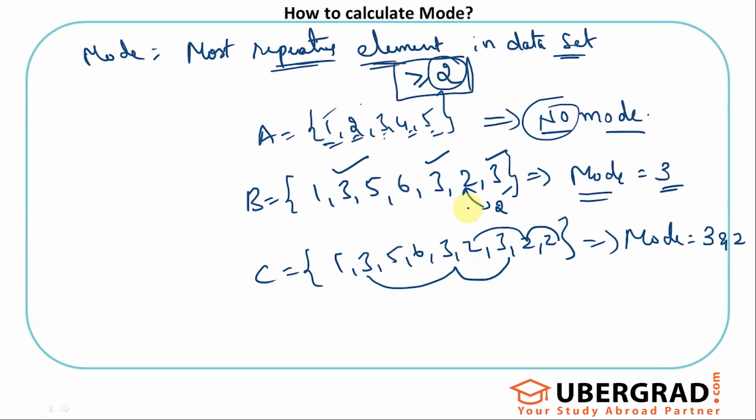Other than that, you don't have to arrange anything. Just pick the element which is repeating the most number of times and also ensure that it is appearing at least twice. That should be your mode. If there are multiple modes, yes, that is also a possibility. You'll have multiple modes.